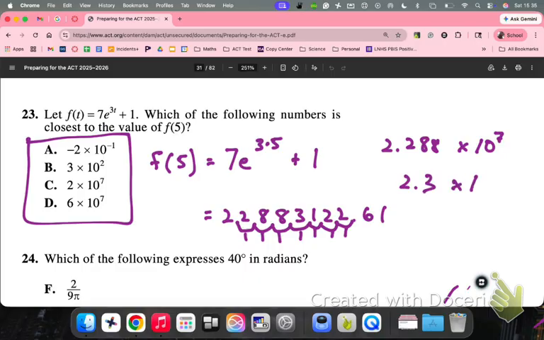2.3 times 10 to the 7th power, which again is not one of the solutions, except that 2.3 is a lot closer to C than it is to D. So my answer is C.